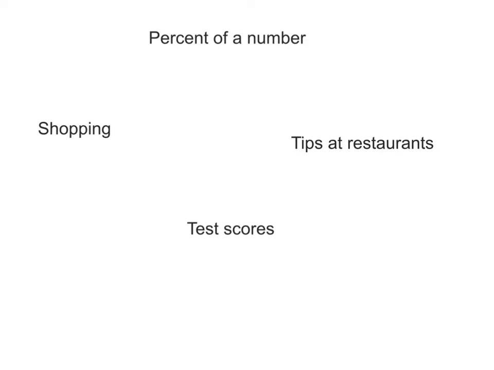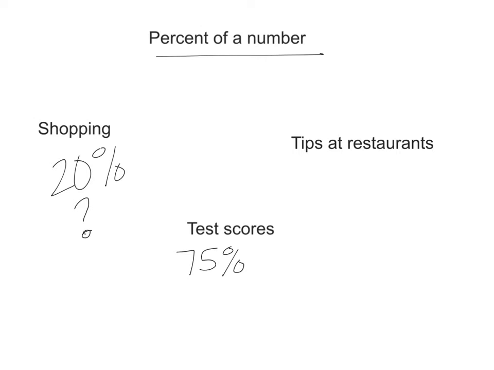Alright, the last thing we're going to talk about is being able to find a percent of a number. What that means is you walk into a store and they say, well, this shirt is 20% off. We want to figure out how much money you saved. Same thing with test scores. You know you have to get a 75% on your test in order to pass. How many questions can you get wrong? Or how many do you have to get right?